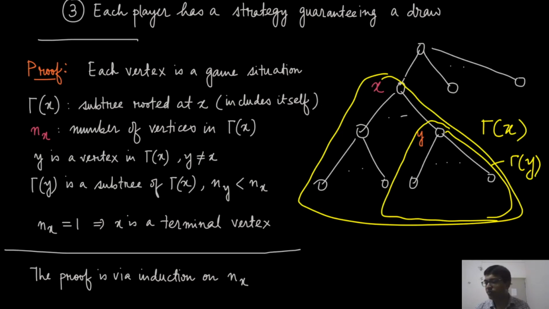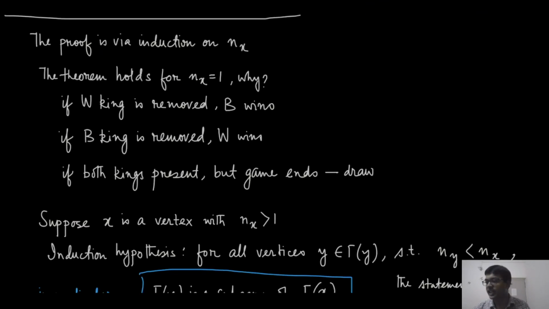Now the proof will proceed via induction on this nx. The theorem clearly holds for nx equal to 1. Why is that? Because when there is a terminal node, only three things can happen. Either the white king is removed, in which case black wins. The black king may be removed, in which case white wins. And if both the kings are present and the game ends, then it must be a draw. So it clearly has one of these three outcomes, and exactly one of these.